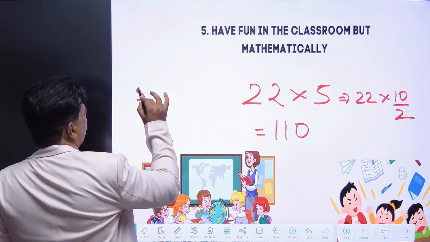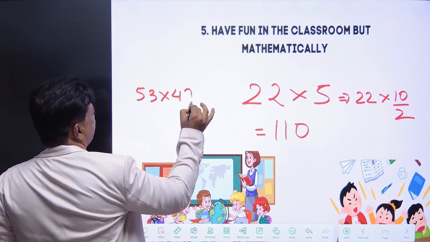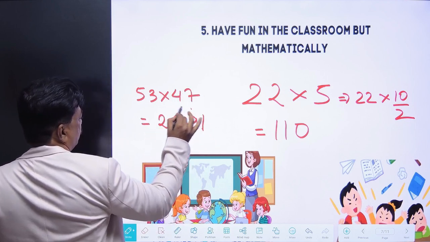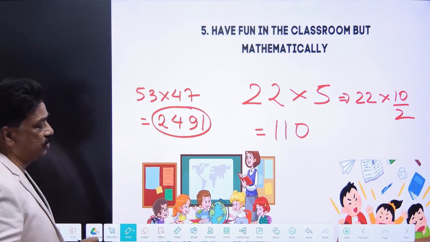Somebody tells you 53 into 47. So you say, okay, it is 2491. Now the child is getting surprised. How do you do this, sir? So fast. You say it's very simple.